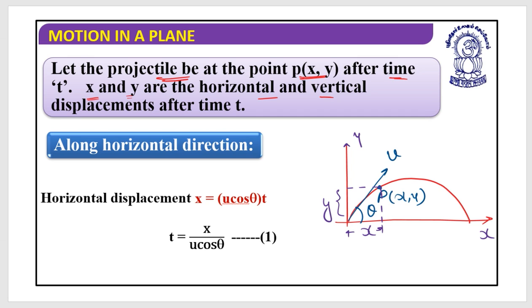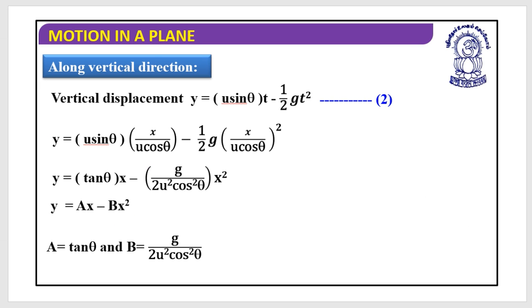What I want to find out is the horizontal displacement along the horizontal direction. You know that speed is equal to distance by time. Here I am going to talk about the vx, that means the speed in the horizontal direction, and that would be equal to u cos theta. So this x would be equal to u cos theta multiplied by time. And when I write x is equal to u cos theta multiplied by time, I am talking about t is equal to x by u cos theta. Please remember this. We are going to use this in the next slides.